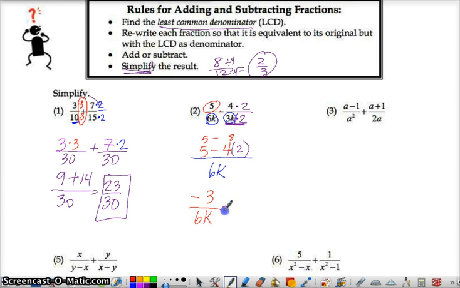Negative 3 divided by 6k. Well, the last thing you do is eyeball it to see if you can reduce. Well, sure, we have a negative 3 over 6. So what does that reduce to? It reduces to negative 1/2. So it's negative 1 over 2k.